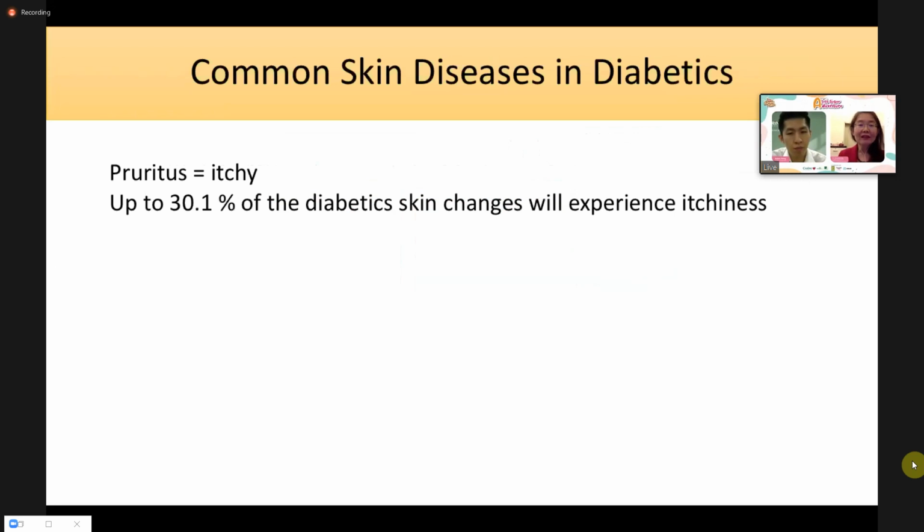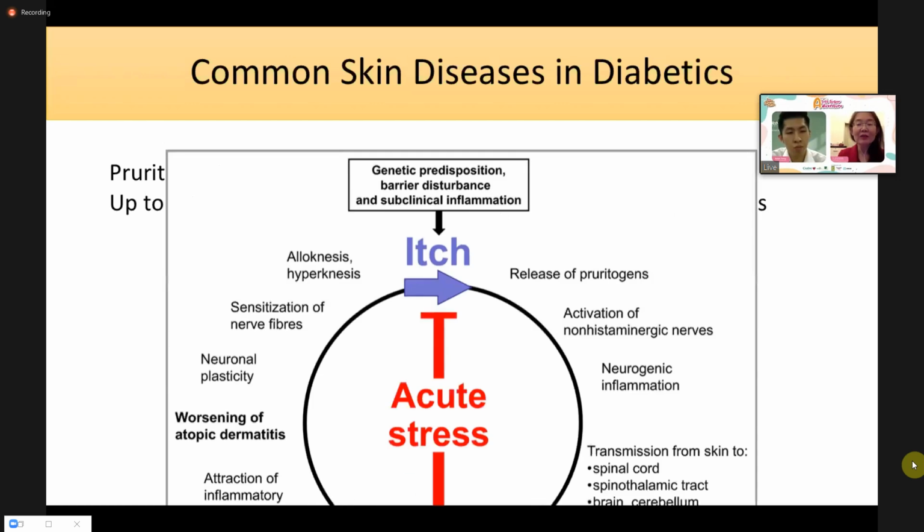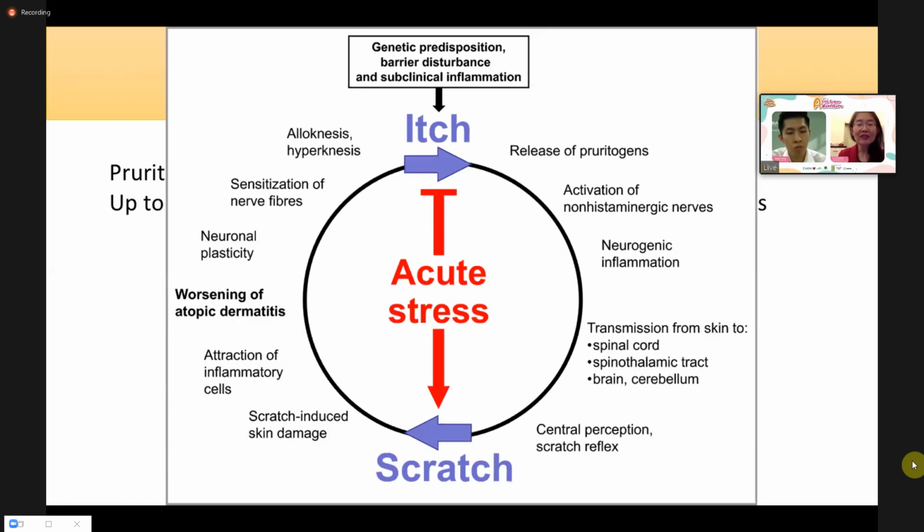Well, of course, if you have dry skin, you have very itchy skin, cannot sleep, it disturbs your sleep, and up to 30% of diabetic skin will experience itch. So this is the itch scratch cycle I'm talking about. When you feel itchy, then you scratch more, so your skin will become more sensitized to itch. So what we call sensitization of your nerve fibers. So if you sensitize it, constantly irritate it, it becomes more itchy.